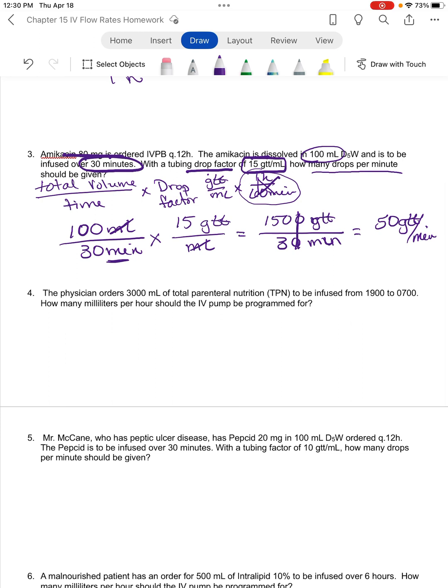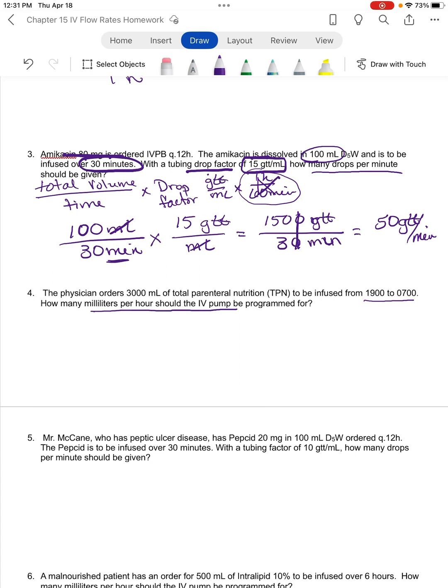The physician orders 3,000 milliliters of a total parenteral nutrition, or a TPN, to be infused from 1900 to 0700. How many milliliters per hour should the IV pump be programmed for? I underline the 1900 to 0700 because we're going to have to determine the number of hours it's going to run. So it gives me my total time in a time span.